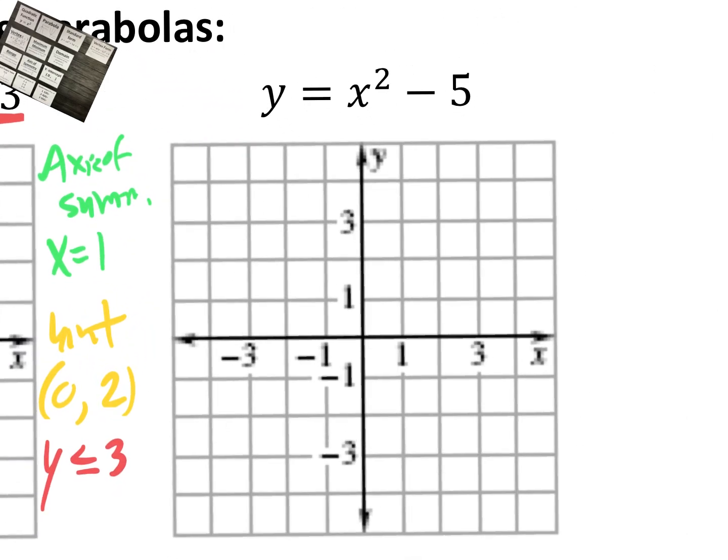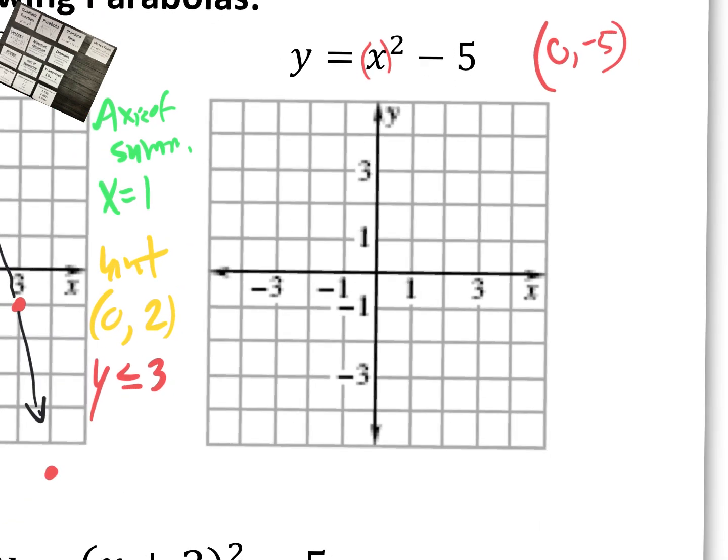What is my vertex for this guy? Oh, yep, (0, -5). Everybody plot the point (0, -5). 0 on the x, -5 on the y. It's down here, right on the edge. Right through that dot, there's an axis of symmetry.